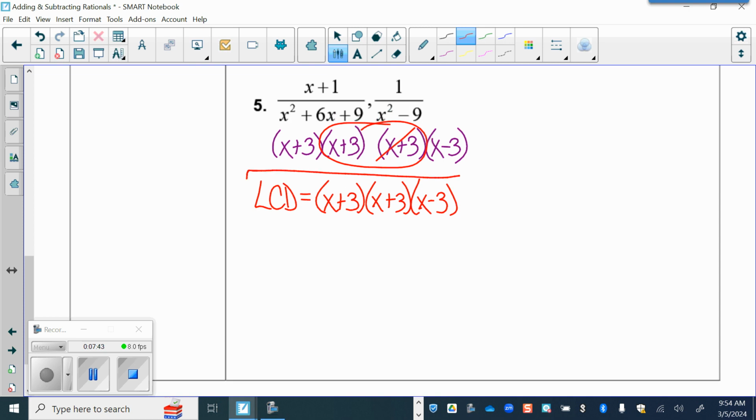Now I am going to tell you not to make that the quantity of x plus 3 squared, because after we add or subtract in the next part of the lesson, we might be able to cancel something, and I want to keep factored form.